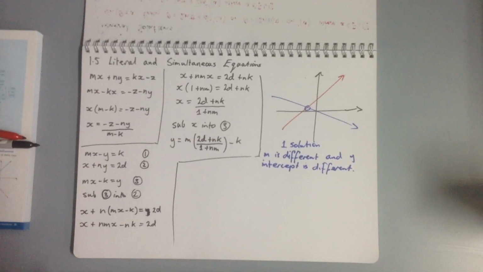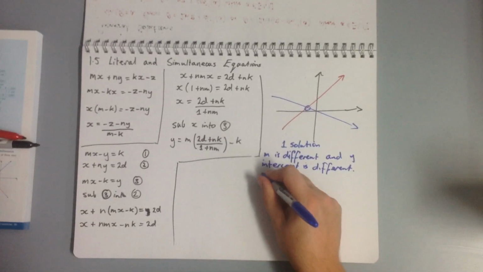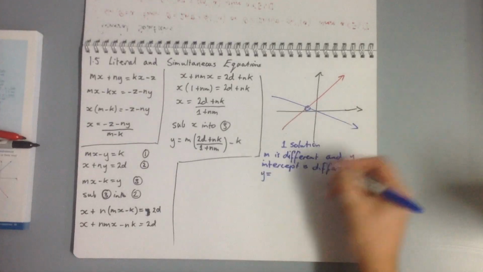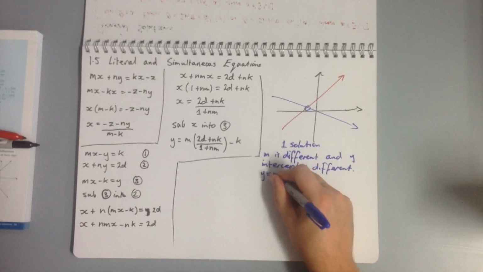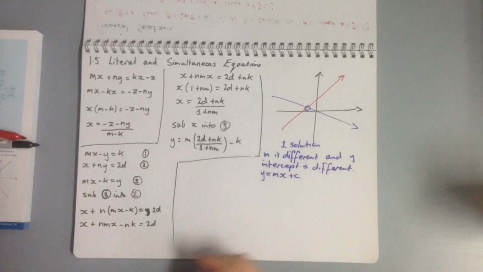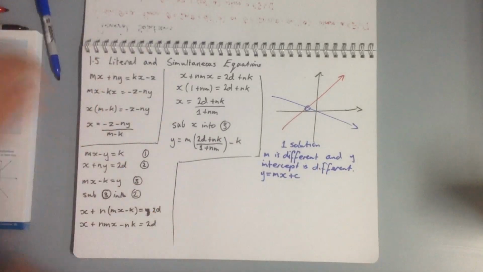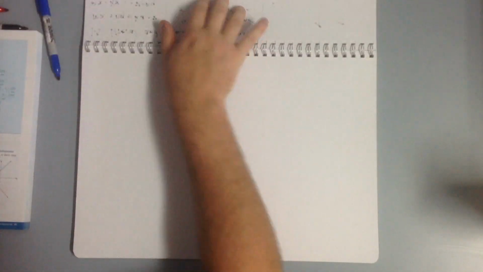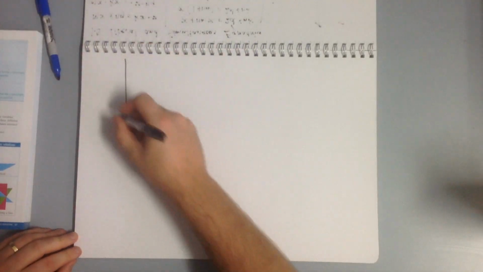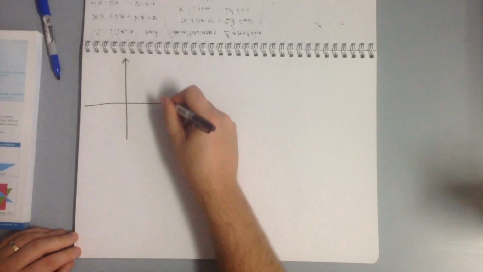And the reason why I'm talking about the gradient and the y-intercept is, of course, because we can put these equations in the form y equals mx plus c. Okay, so I'll just flip over so I've got some room. We also have the other case. Another case here where we have no solutions.